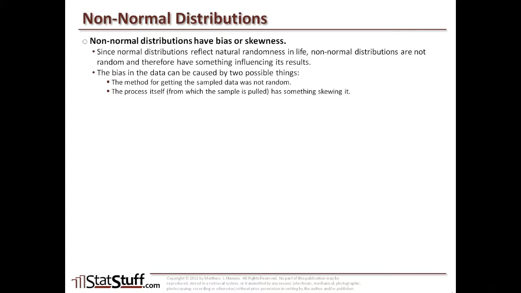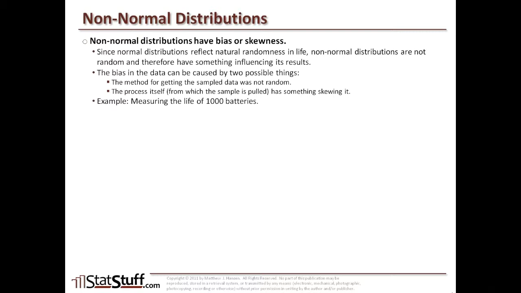Or it could be the process itself, that is where we're collecting our data from. Maybe the process itself has something that's skewing it, so even though we could have been completely random in our method for collecting the data, the process itself, if it's non-normal in the way the process is set up, it could have influenced the collection of the data that we had from that process. So let's go through an example.